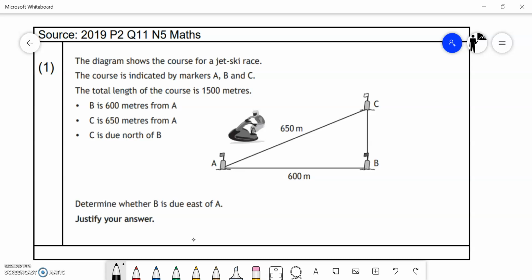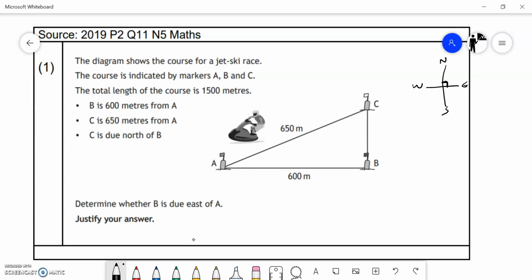Okay, so what we want to do here is justify our answer as well. This is essentially, we want to verify whether B is east of A. So essentially, if we think about a compass point, never eat shredded wheat, north and east, there should be a right angle in here. So we want to determine, is there a right angle here? That's what we want to figure out. Okay, so to figure out if a triangle is right angled, we're going to use the converse of Pythagoras. But to do that, we need to know all three sides.